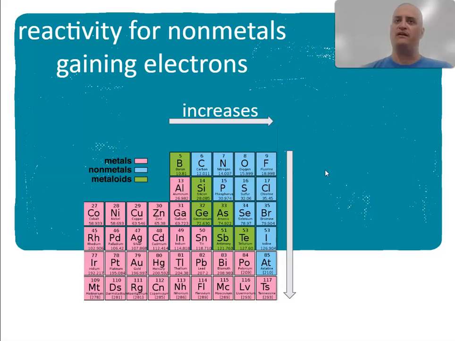So remember again, this is tied to electronegativity, not electron affinity. Going down, this trend will decrease reactivity. These become larger, the electronegativity becomes lower, therefore making it harder to attract electrons and therefore react.